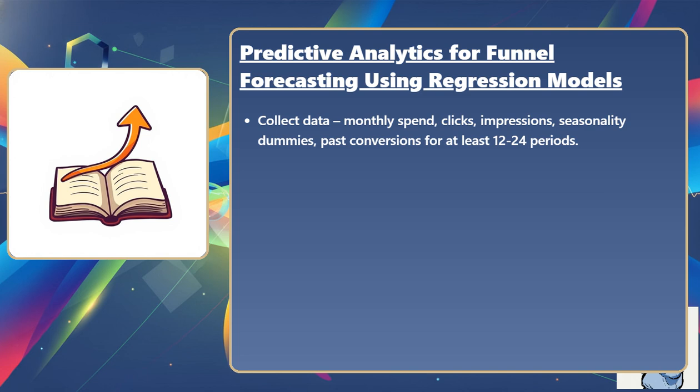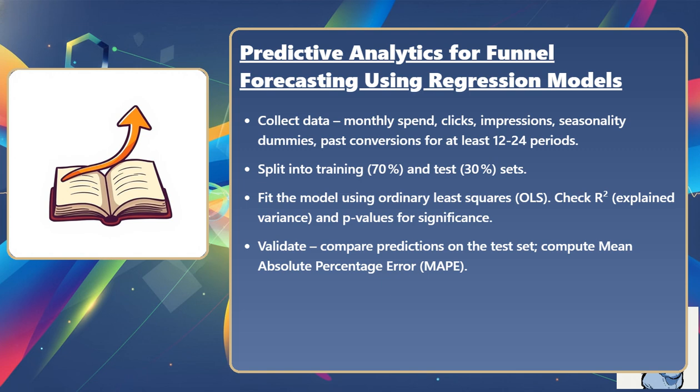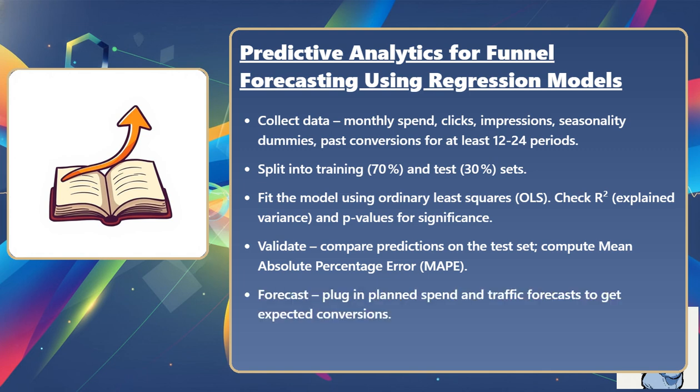Collect data: monthly spend, clicks, impressions, seasonality dummies, past conversions for at least 12 to 24 periods. Split into training 70% and test 30% sets. Fit the model using ordinary least squares, OLS. Check R squared, explained variance, and p-values for significance. Validate: compare predictions on the test set, compute mean absolute percentage error, MAPE. Forecast: plug in planned spend and traffic forecasts to get expected conversions.